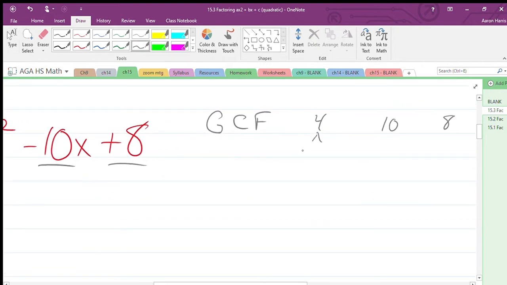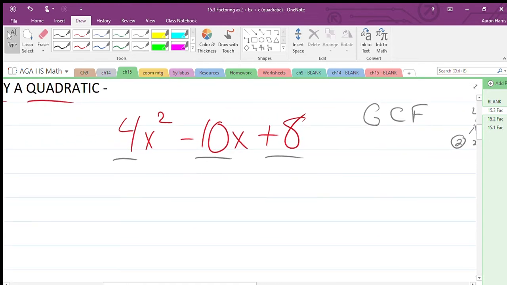Well, I know this is 2 and 2. I know this is 2 and 5. I know this is what? 2, which this gets me 4, so 2. So 2, 2, and 2. What is something that goes into both? Here's a 2, here's a 2, and here's a 2. So I know at least 2 goes into all of them.